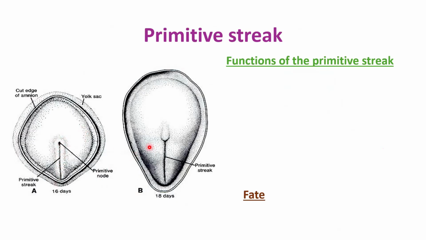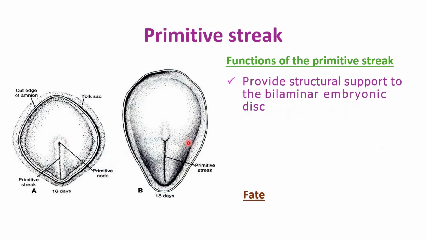So what happens is that this primitive streak will act like an avenue where cells of the epiblast will lose their characteristics and migrate, as we'll see. So what is the function of the primitive streak? It provides, first of all, structural support to the bilaminar embryonic disc. Remember, at this point, when you're developing the primitive streak on the epiblast, you have two layers, epiblast and hypoblast. So structural support to the bilaminar disc.